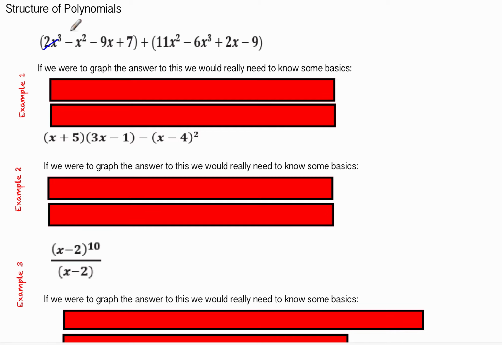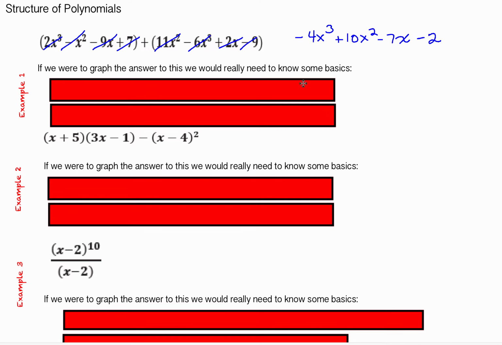So I have 2x cubed and a negative 6x cubed gets me negative 4x cubed. A negative x squared and an 11x squared gets me positive 10x squared. Negative 9x, 2x, negative 7x. A 7 and a negative 9 gets me negative 2. Like I said, in 8th grade, we'd be done. Yay, good for you. But Algebra 2, we want to look at things as graphs.